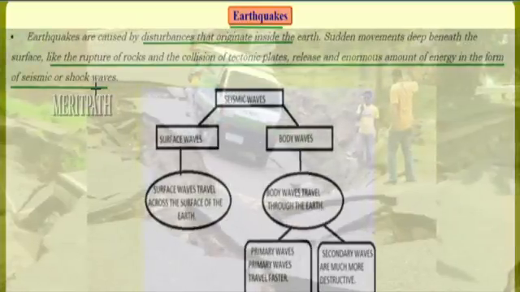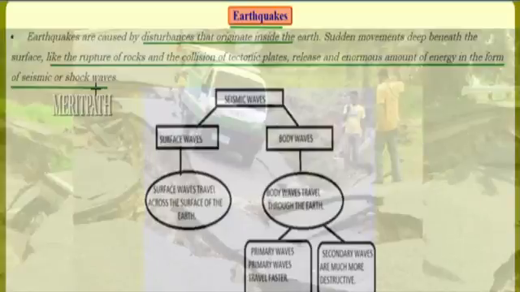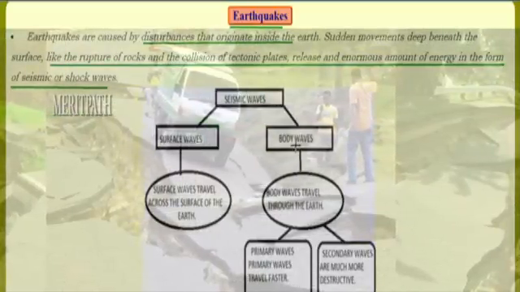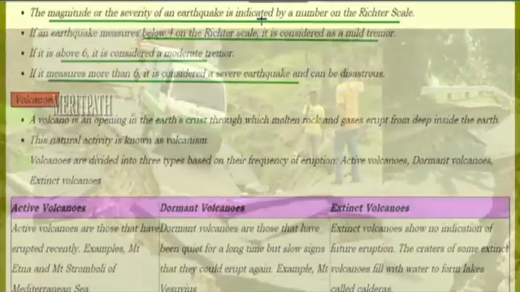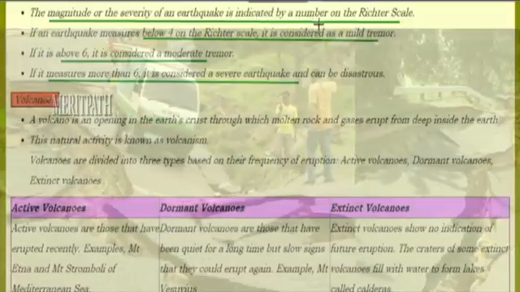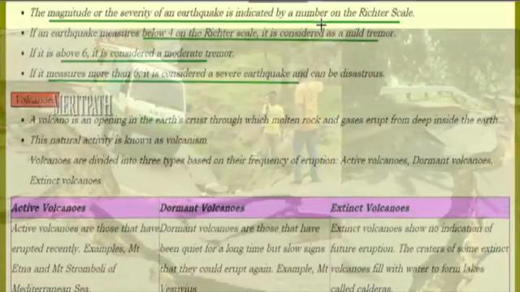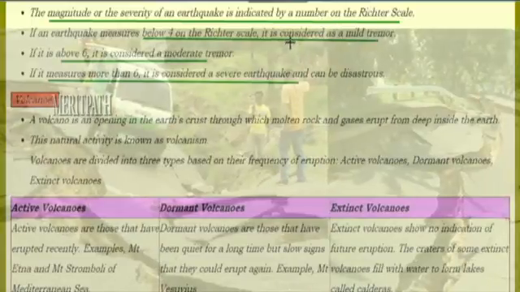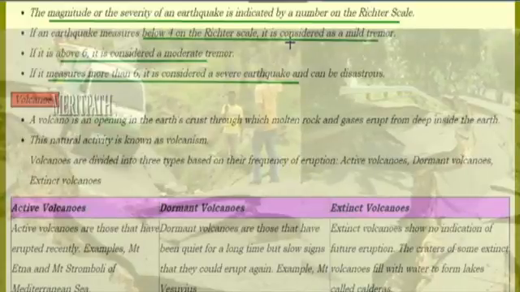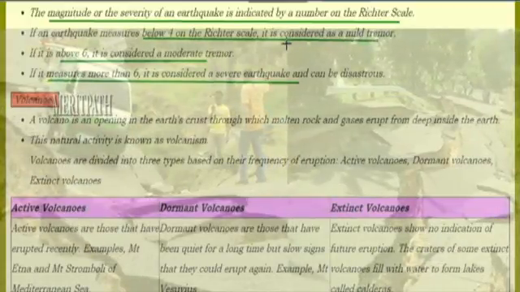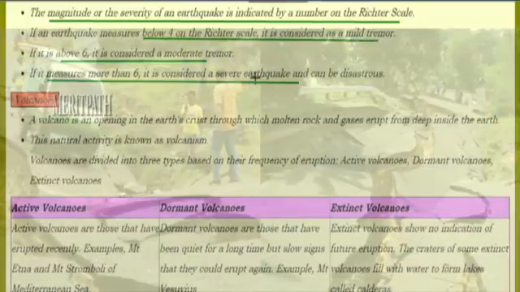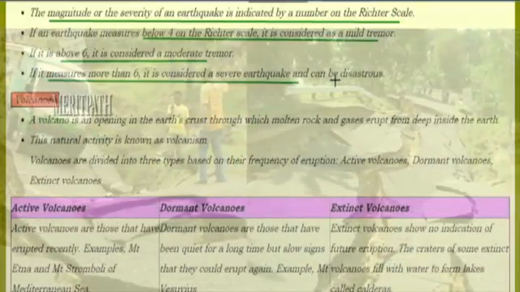Earthquakes are measured on the Richter scale. Seismic waves are of two types, surface waves and body waves. The severity of an earthquake is indicated by a number on the Richter scale. If the earthquake measures below 4, it is known as mild tremors or a mild earthquake. If it is above 6, it is a moderate tremor. Beyond that it is considered a severe earthquake and will be very disastrous.